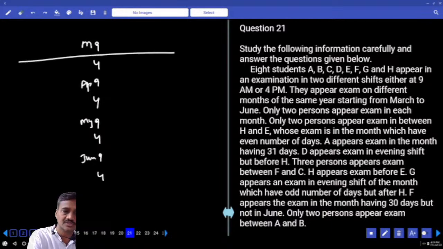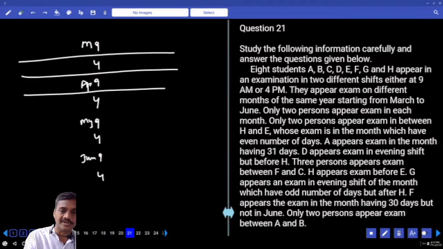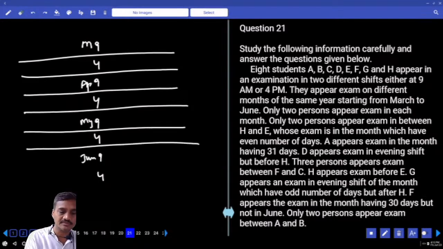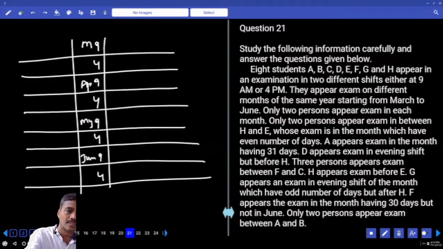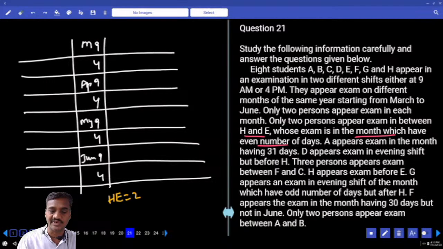Now 8 students are attending these examinations on these 8 different timings. Then coming to condition number 1. Now in this, only 2 persons take the exam in each month and only 2 persons appear in between H and E. Now between H and E, how many people are there? 2. And E's exam is in the month which has an even number of days. Now E is either in the month of April or in the month of June, isn't it? And so how many possibilities? 4 possibilities we have. And as of now we are not representing this.